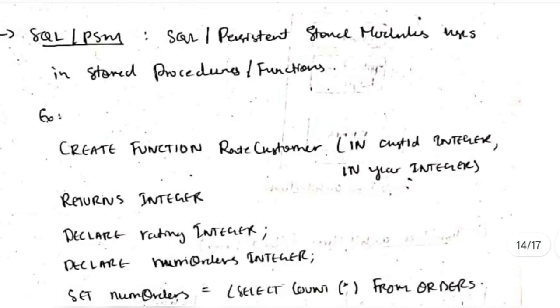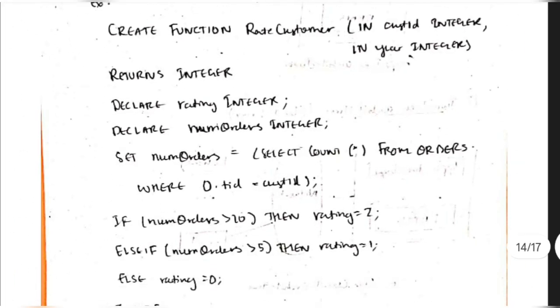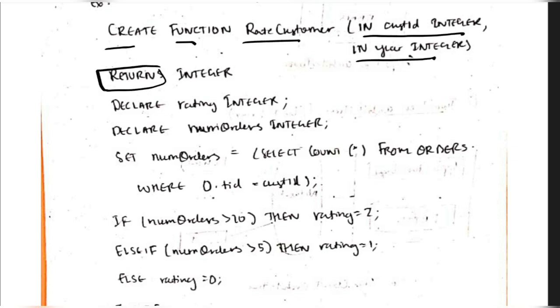And SQL is a procedure oriented programming language. For example, if you go through this, you will understand what a procedure oriented programming language actually is. Here we have the create function. This is the syntax. Rate customer, these are the arguments, and here we have what it returns. It returns an integer, and for declaring we will use the keyword declare. This is the syntax for it, and the variable name followed by the data type.